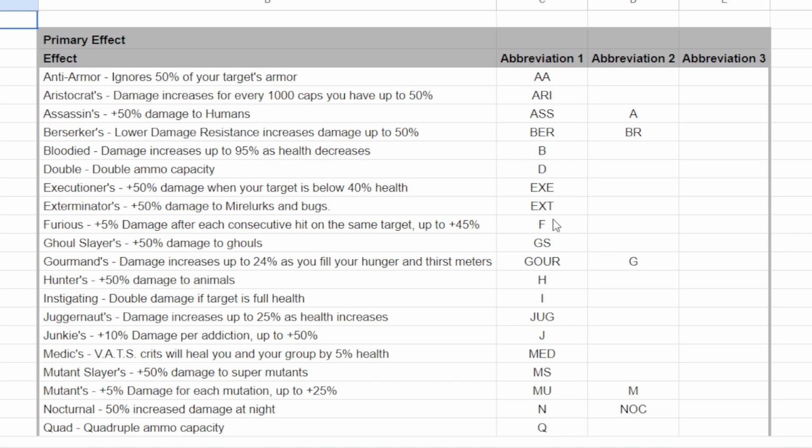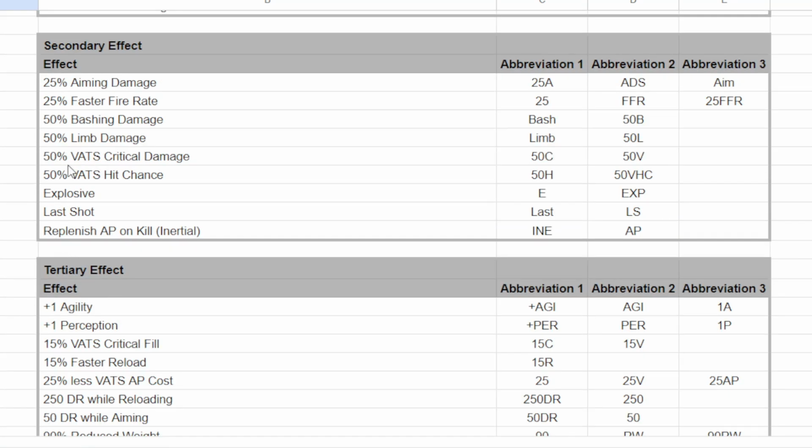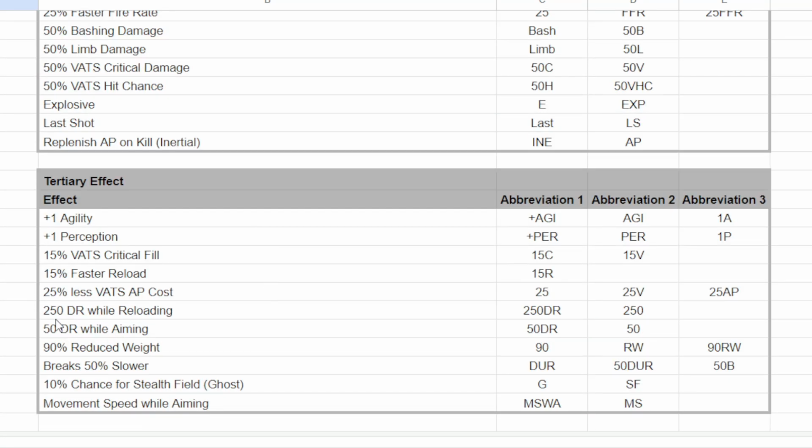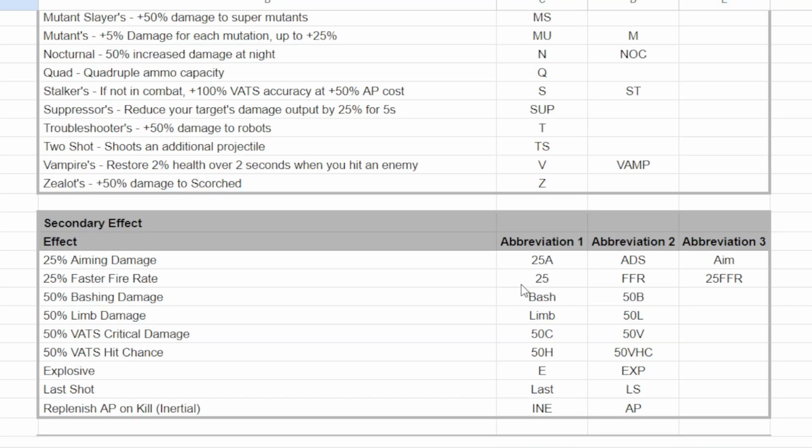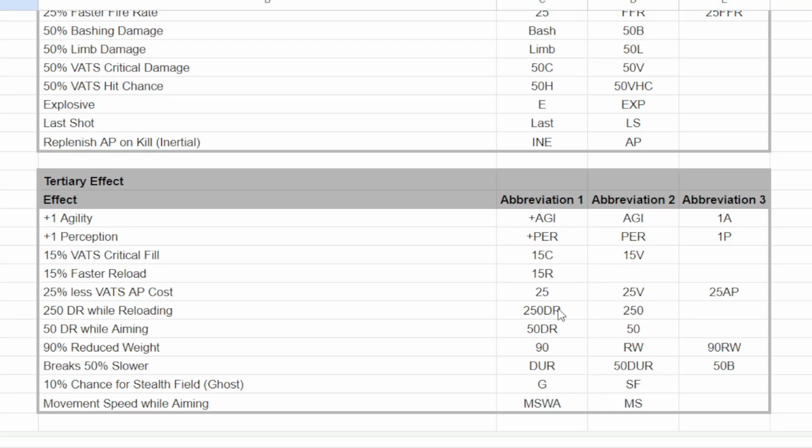So you write it in order of the stars. So if you, for whatever reason, wanted a furious, faster fire rate, 250 DR while reloading handmade rifle, you would make a post and say, okay, I'm looking for an F 25 250 DR handmade rifle. That would be the generalized way to do that specific post.